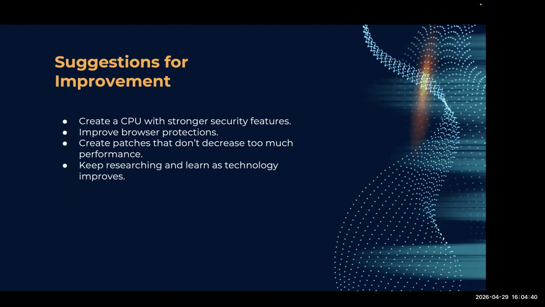So one improvement would be designing CPUs with stronger built-in security features from the start. Browser protections should also continue improving since the paper showed JavaScript attacks were possible. Companies should create patches that lower risk without hurting performance too much. It is also important to keep researching these attacks because as technology advances, new weaknesses can appear. And that's it.